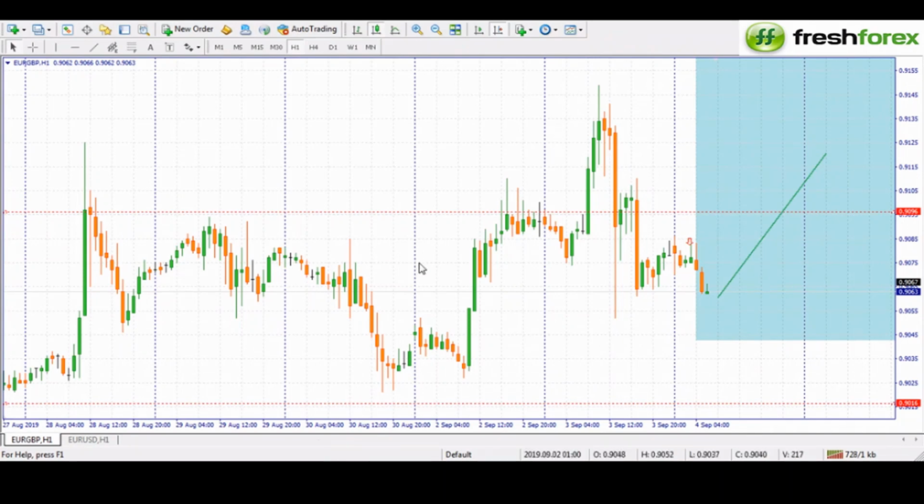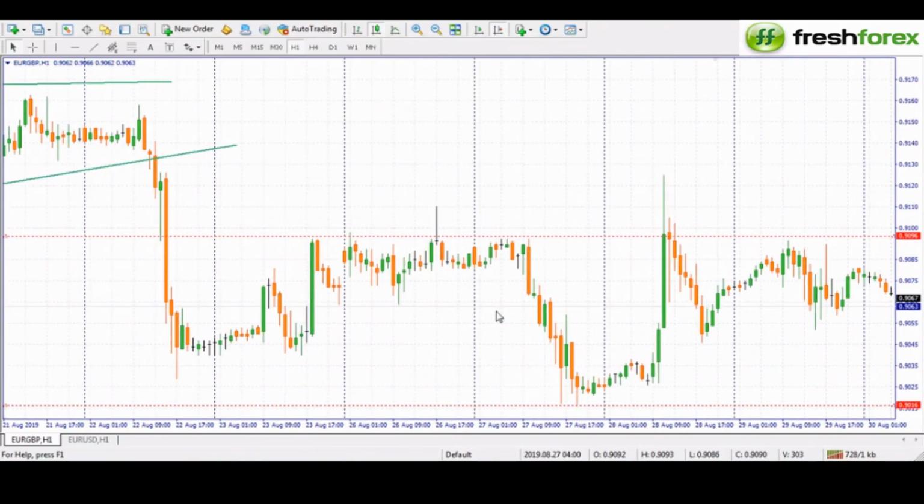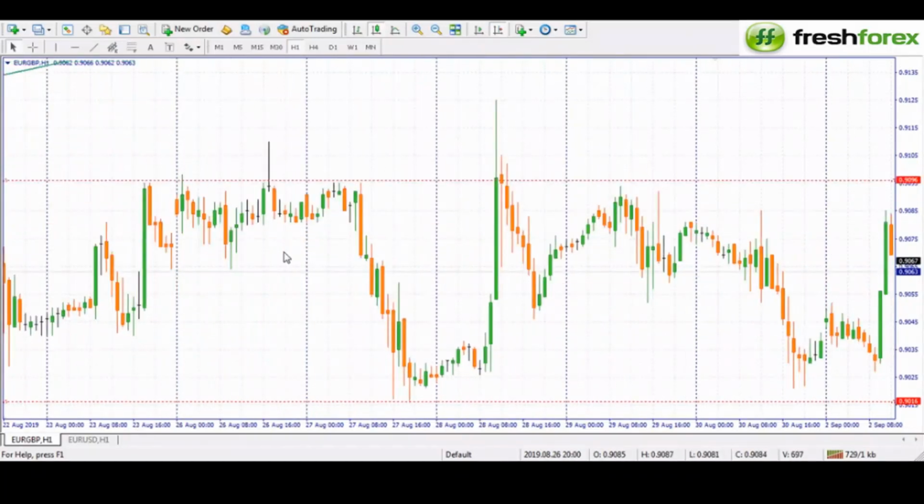So another thing, you have to learn how to draw your levels correctly. And a good level is not just a level where price was bouncing off from. You have to look at how price is actually breaking that level. If you have a level that you say is strong, but price actually breaks above it anyhow, that's not a strong level. A good level must hold.